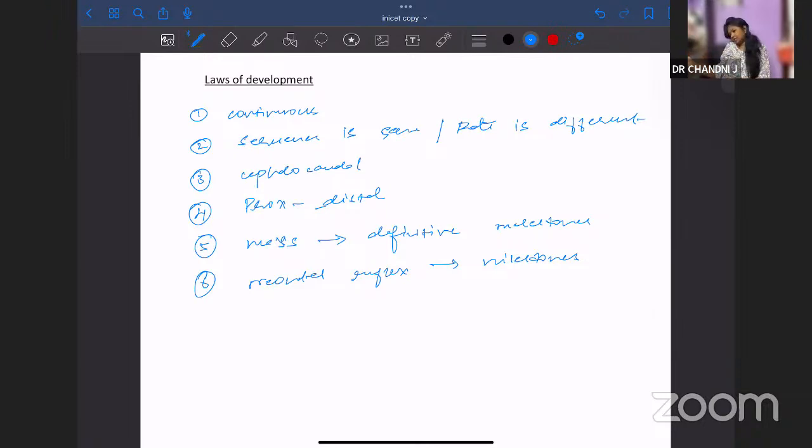So if the baby is turning like this, so this side is extending. Will the baby be able to roll over? No, right? So only when ATNR disappears, the baby will be able to roll over. That is what is meant by all the neonatal reflexes having to be replaced by definitive milestones. Clear? So these six are the laws of development.